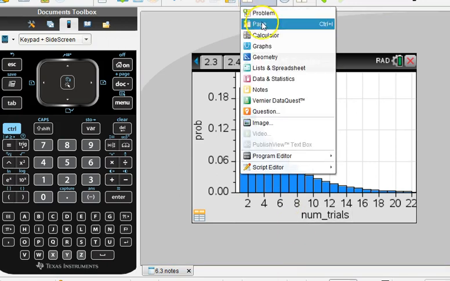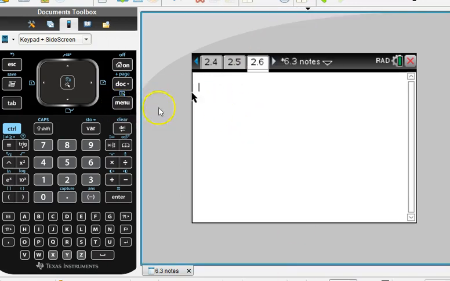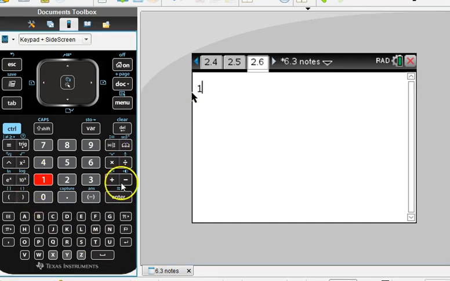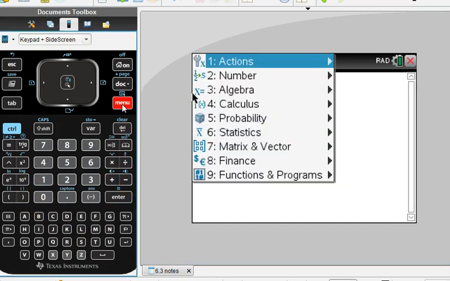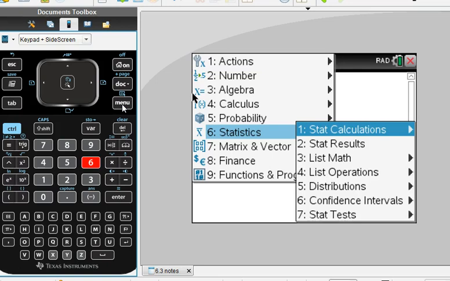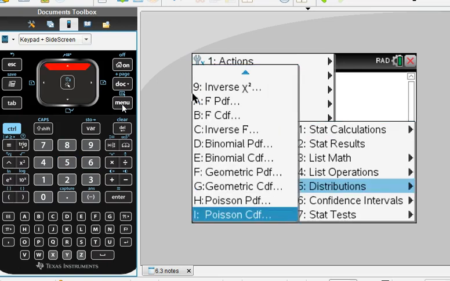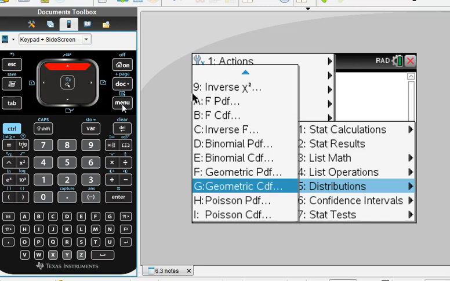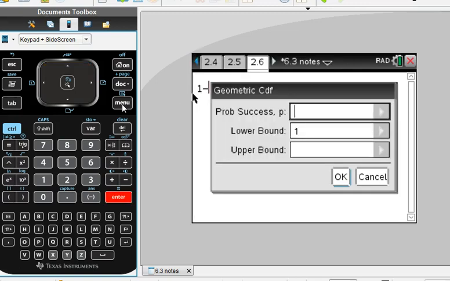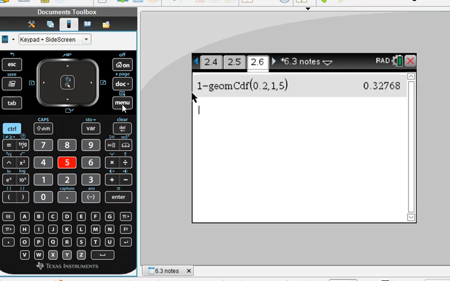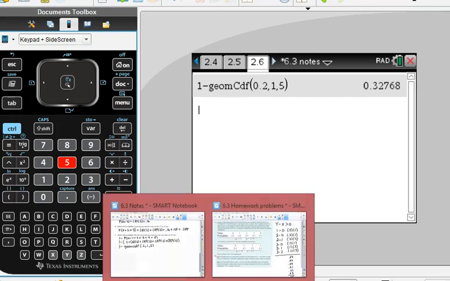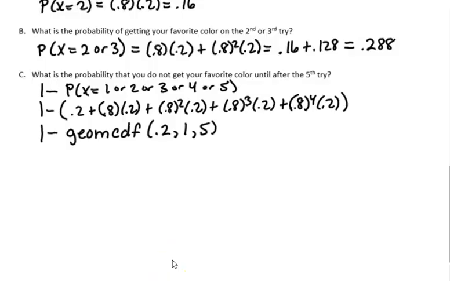So let's insert a calculator page, and I'm going to go ahead and do the 1 minus, and then we go to our menu, we go to statistics and our distributions again, and once again these are just below the binomial, so geometric CDF, the probability of success is 0.2, and we're doing trials 1 through 5, and that would be our value. That's 0.32768. I'll go ahead and put that down, 0.32768.